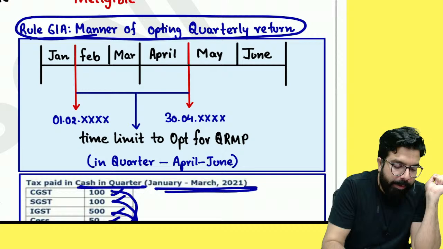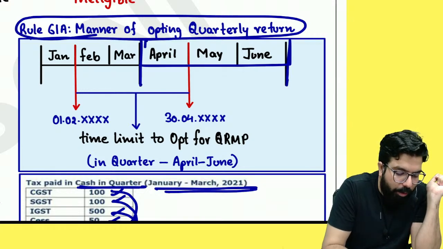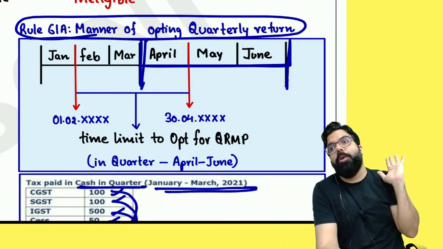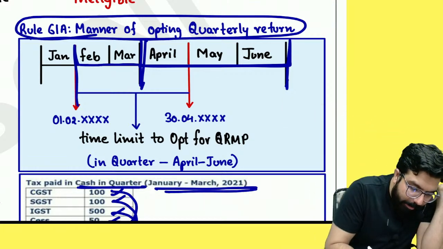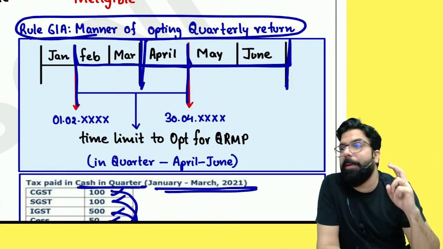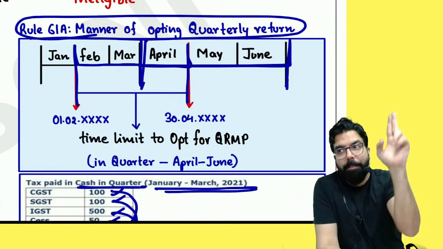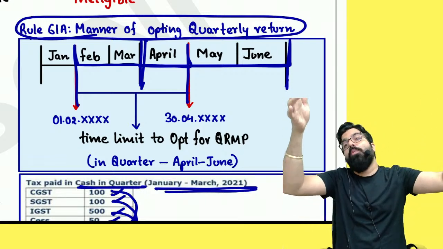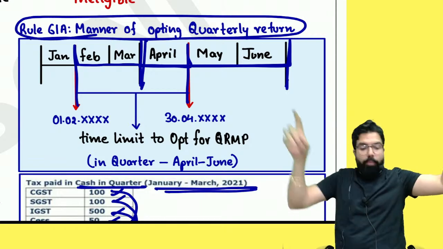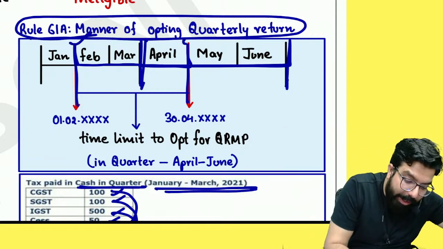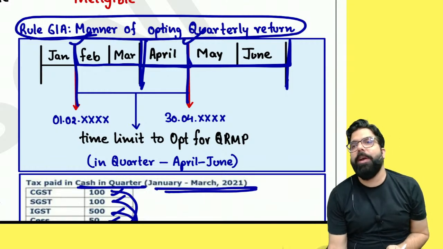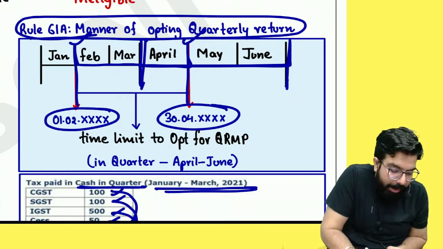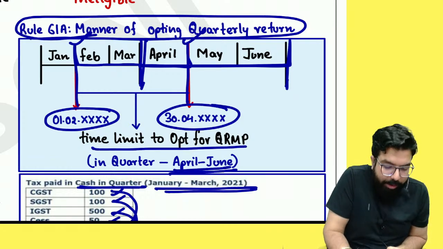See over here, everyone. For an example, April, May, June, I want quarterly return. When can I go online and exercise the option that I want quarterly return? 2 months prior and 1 month later. How many months prior, everyone? 2 months prior and 1 month later. So can you tell me, if April to June I want quarterly return, from which day I can opt? 1st of February till what date? 30th of April. Is my point clear to all? Can you tell me, everyone? See here, 1st of February to 30th of April, I can opt for quarterly return for the quarter April to June.